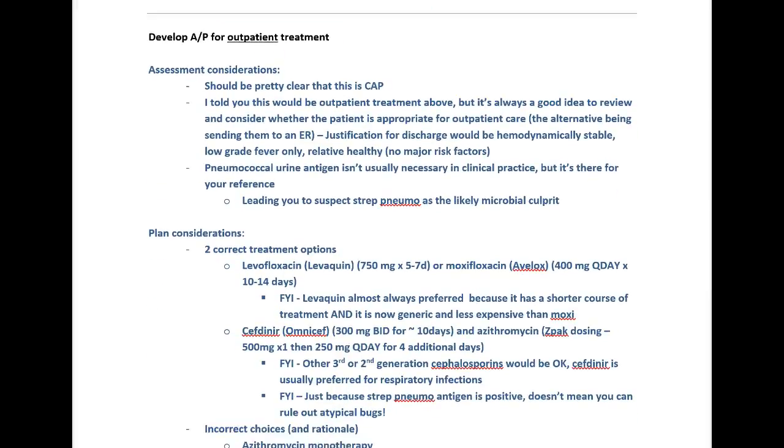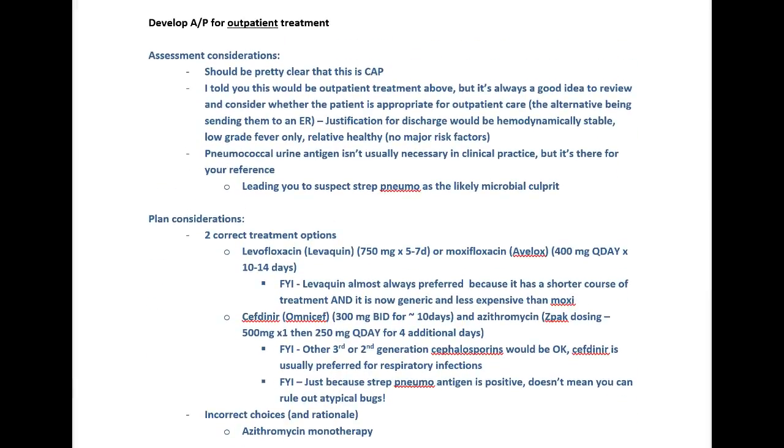So you have a patient here, and your assessment, again, is CAP, and I gave you that this was going to be, for the first part, as an outpatient treatment. So that's the direction we're going. But just to review a little bit, you can look at the justification. If you're going to discharge somebody, they should be hemodynamically stable, low-grade fever only, and be relatively healthy.